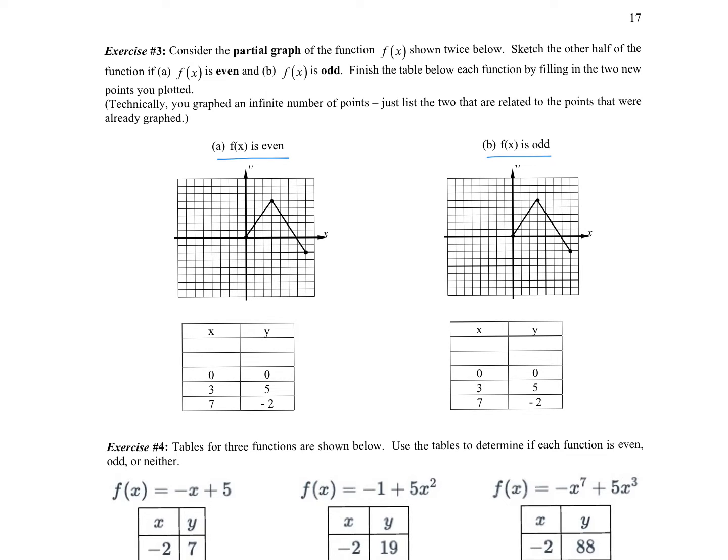Now, this is just to make sure we're clear. Technically, we're graphing an infinite number of points because anything that we graph along those line segments is a point, but we're going to list the 2 points related to the points that were already graphed. So first off, for the even function, we want to reflect over the y-axis to make it the same on the other side of the y-axis. (0, 0) is going to stay the same. This point here, which corresponds to (3, 5), is going to flip over the y-axis, and it's going to become (-3, 5). So that's one of the ones I want to write in my table.